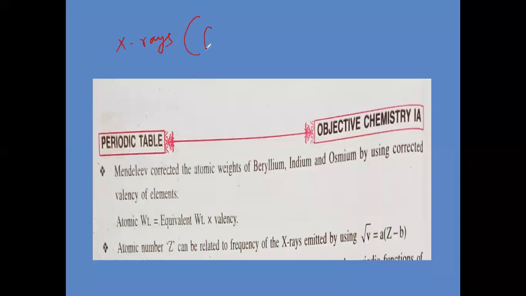X-rays. For this, I am taking the X-ray frequency as nu. Nu is the frequency of X-rays. Now listen carefully here. Atomic number Z can be related to the frequency of the X-rays emitted by using this equation. How are these X-rays emitted here?